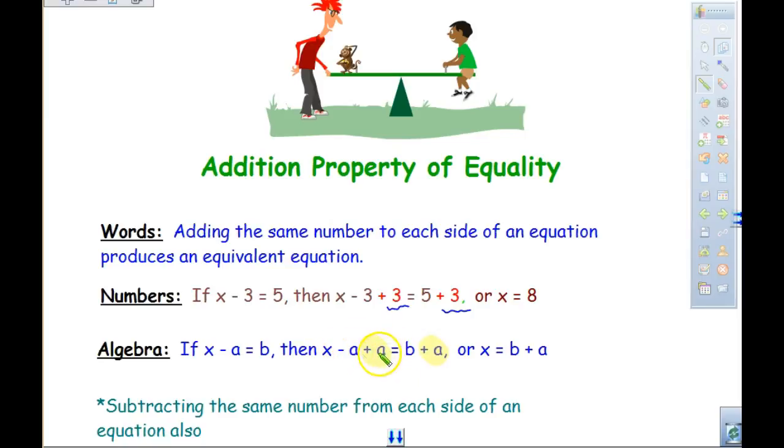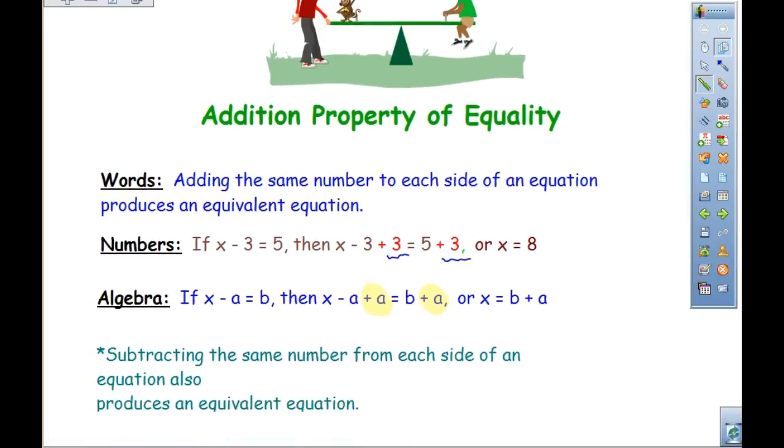We studied them earlier this year. What property is that? We add a and negative a, we get 0. Those are our opposites, right? Our inverse, our additive inverse, so that's going to give us 0. So we're left with just x equals b plus a. So subtracting the same number from each side of the equation also produces an equivalent equation. So we're going to be working with equivalent equations.